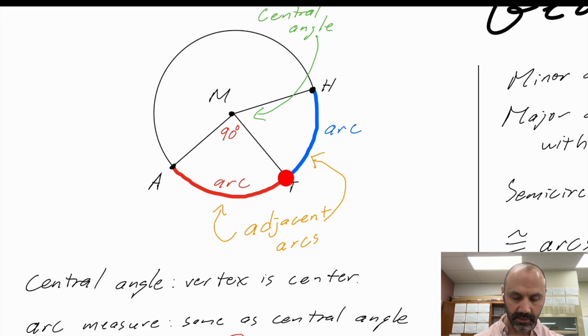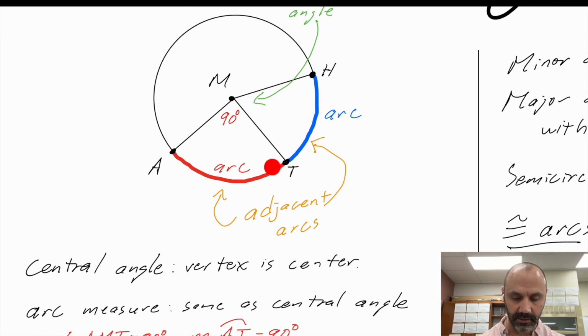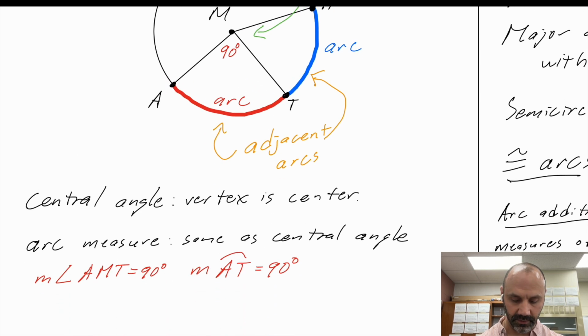Angle AMT cuts out this arc right here, and angle TMH cuts out this blue arc right here. There's also the big arc around here. The arc is any part of the circle, so you can even have a big arc around out here. The arc measure is the same as the measure of the central angle. So the measure of arc AT equals the measure of angle AMT, and that's what I have written down here. The measure of angle AMT is 90 degrees, and so the measure of arc AT is 90 degrees.